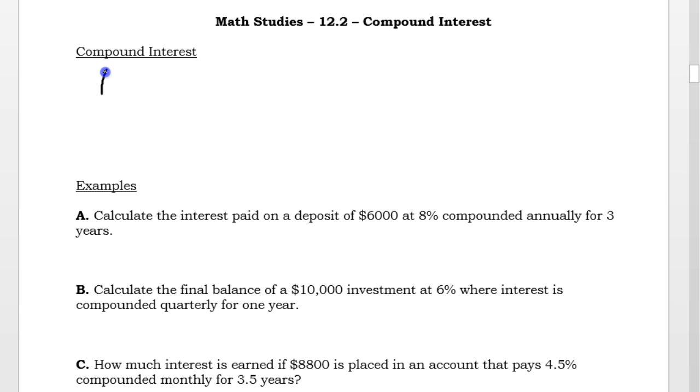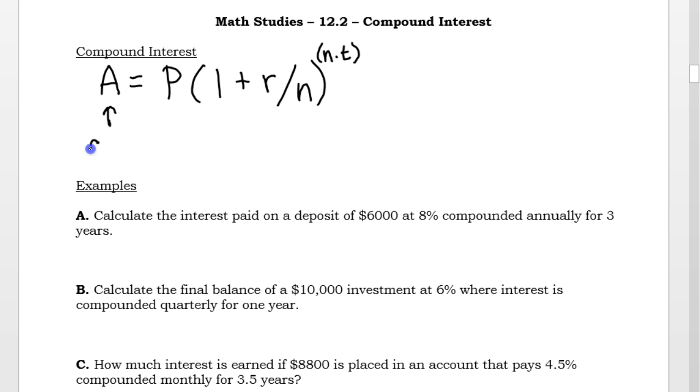So, to get the total amount of an account, we take the principal times 1 plus the rate divided by the number of times per year that the interest is compounded, to the power of n times t. So A is the total account balance.